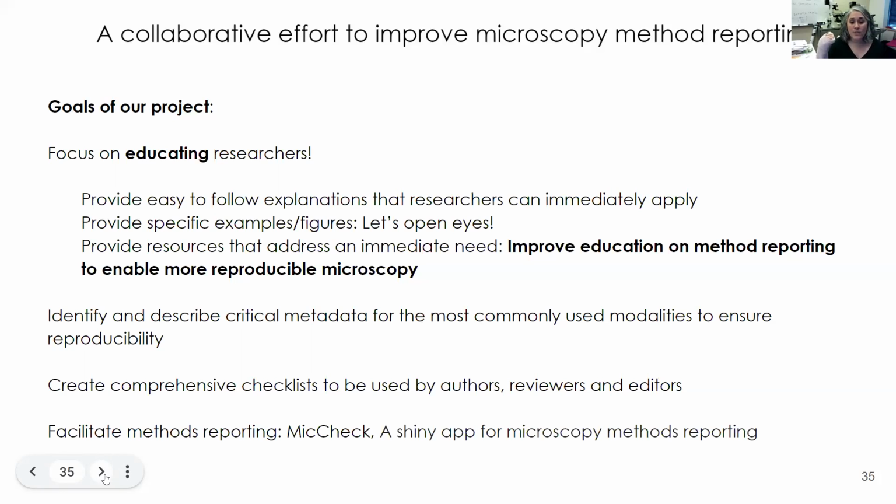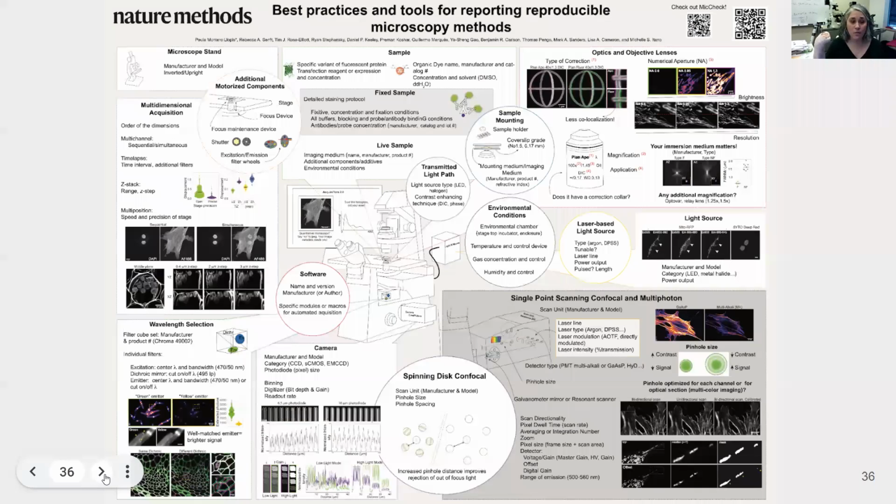Obviously, trying to educate people and provide resources is not enough. If we want people to implement these checklists or guidelines, it's better if we can help facilitate with a tool. Rebecca, who was in the first slide, was the person who created this tool.